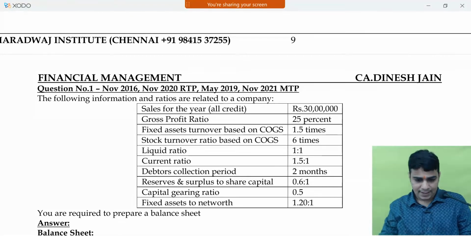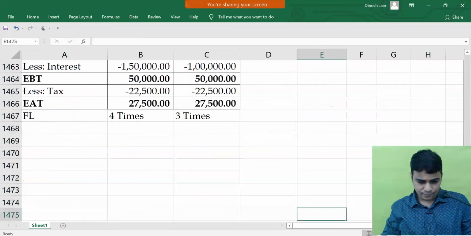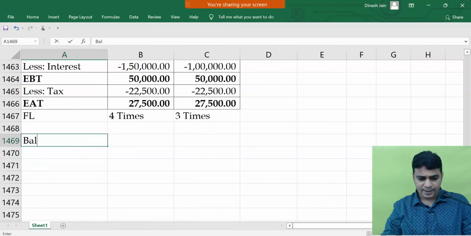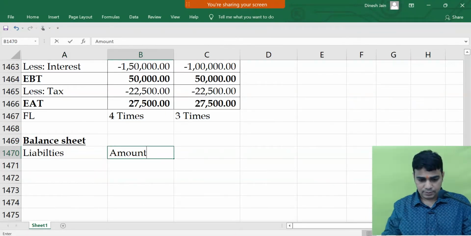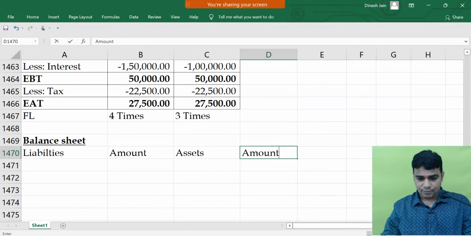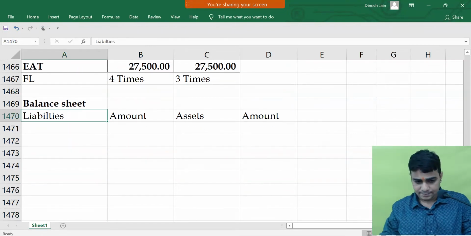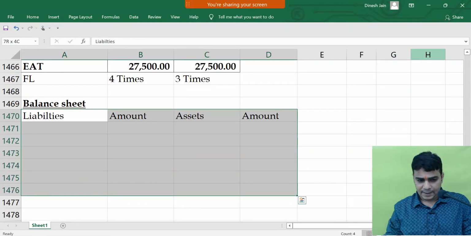Let's look at this balance sheet we need to do. So I write the format and leave it, okay. Balance sheet, liabilities, amount, assets, amount. I'll just write the format and then leave it here. I don't have any of the numbers, may not be there.